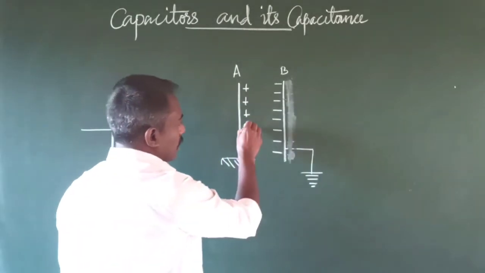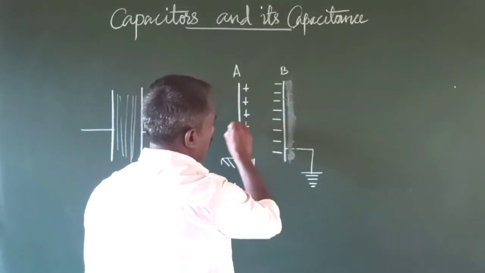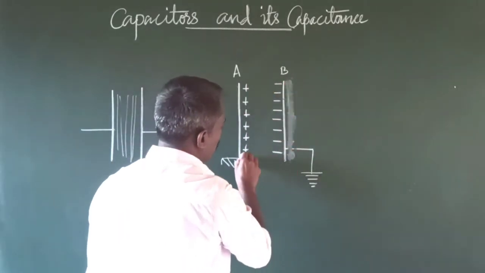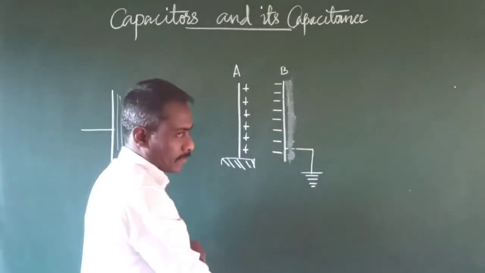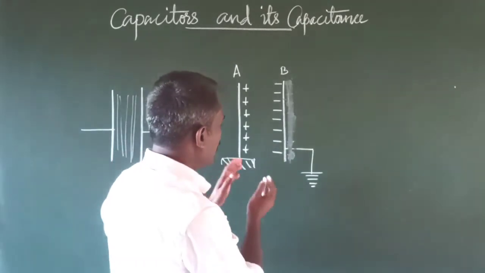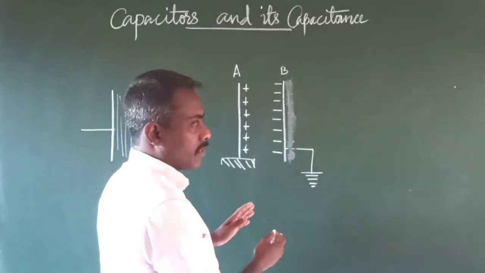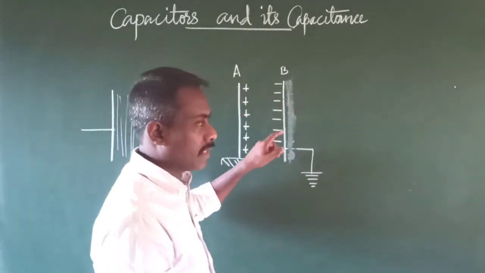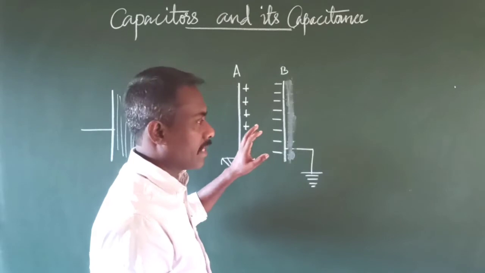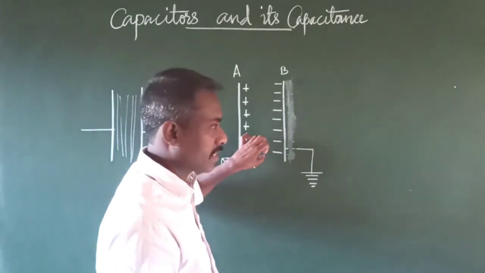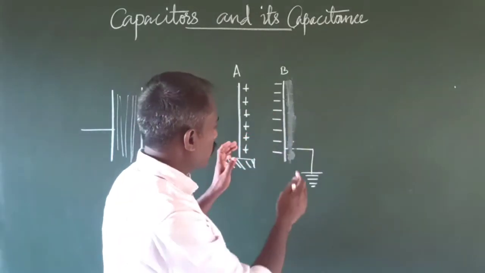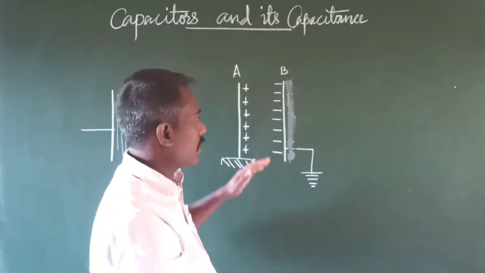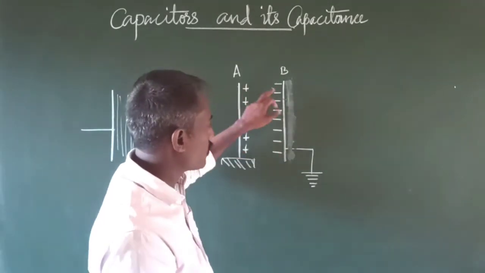Now there is a force of attraction between the charges, and so an electric field is produced between these two conductors. When an electric field is produced, electric potential energy is also stored in the electric field. So this is how a capacitor stores energy. A large amount of energy will be stored in it.